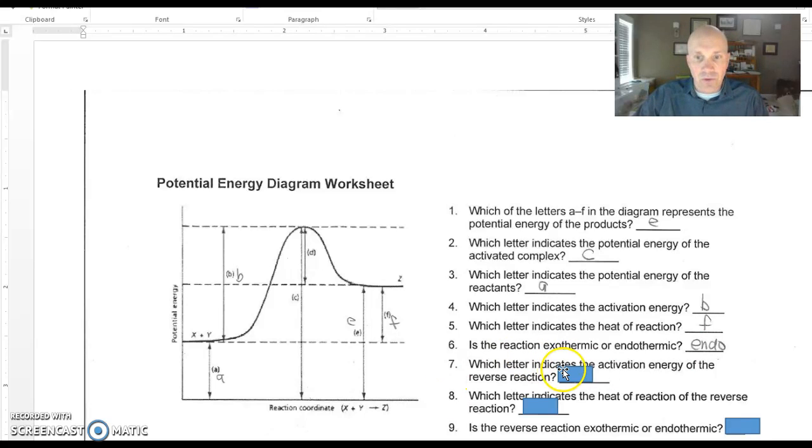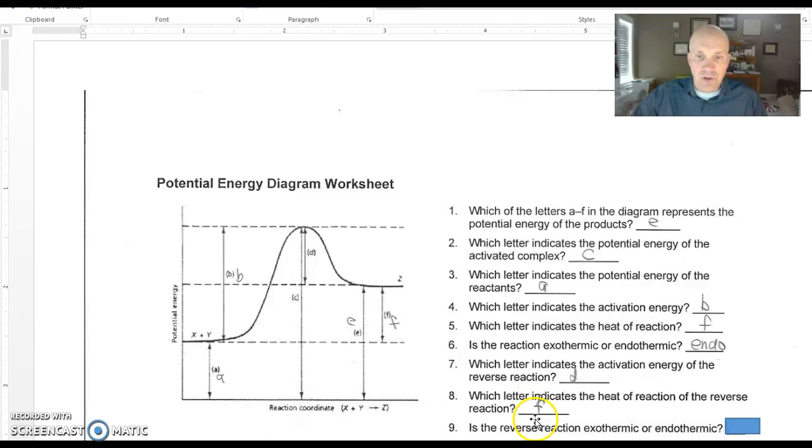All right. So, which indicates the activation energy of the reverse reaction? The reverse reaction is if you're going in the right to left direction. So the amount of energy that you have to put in to get it up over that hump would be D. What's the heat of the reaction of the reverse reaction? Again, it's the difference between the reactants and the products. So that would be F.